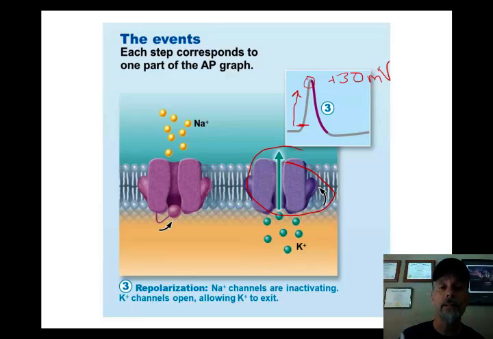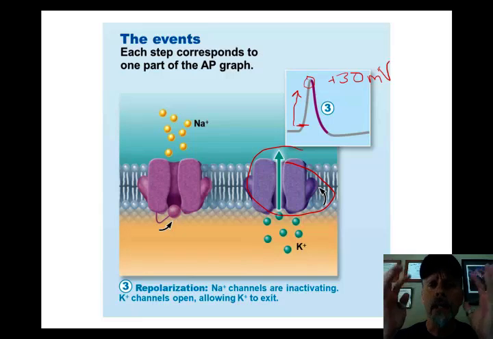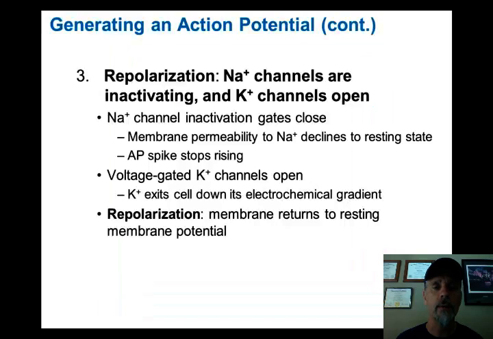Now remember, we have a lot of positively charged potassium inside of the cell. So if we open up the gates, that positively charged potassium is going to start being lost from the cell. It's going to make the inside of the cell more and more negative. It's going to repolarize the cell, right? Going to make a difference across that membrane potential again. So sodium channels close, potassium channels open.